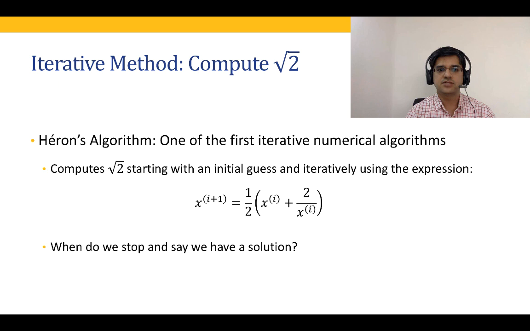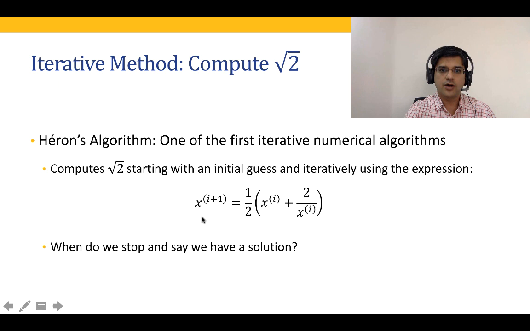Heron's algorithm is arguably one of the first iterative numerical algorithms that was known to man. This was discovered in around 17th century BC in Alexandria. It computes the square root of 2 using an initial guess. Let's say the initial guess was 0.5. We use that initial guess and we iteratively use this equation.